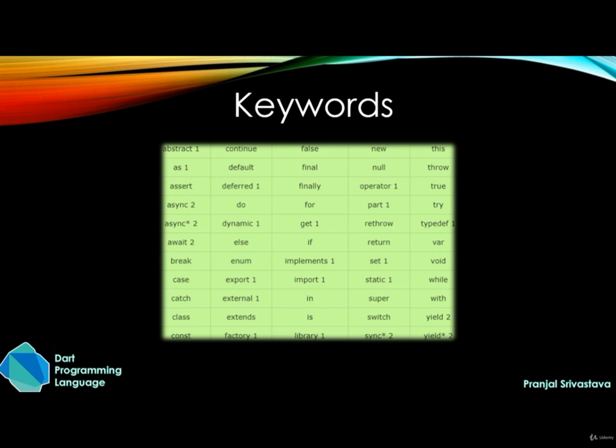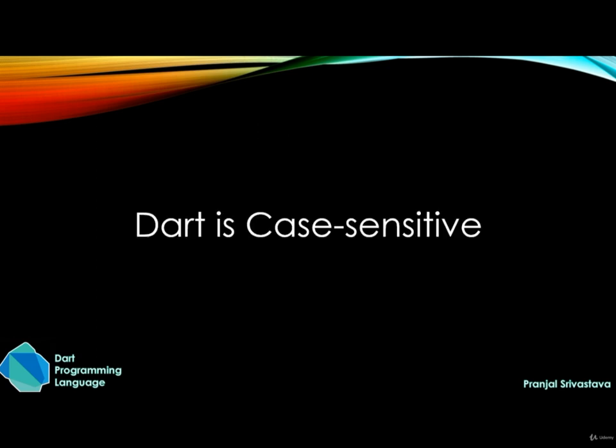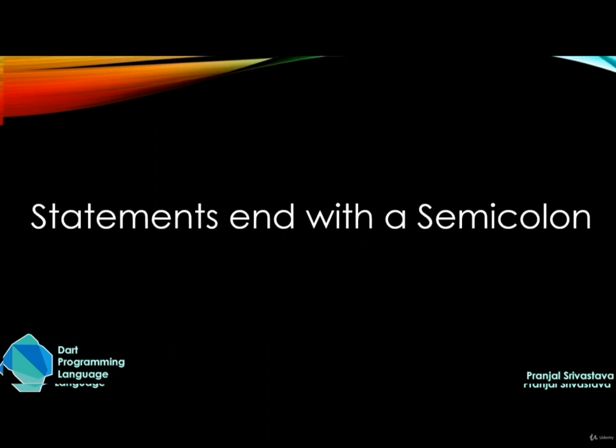Here, I told you that Dart is case sensitive. This means Dart differentiates between uppercase as well as lowercase characters. Statements should end with a semicolon. Each line of instruction is called a statement, and each Dart statement must end with a semicolon. A single line can contain multiple statements. However, these statements must be separated by semicolons.